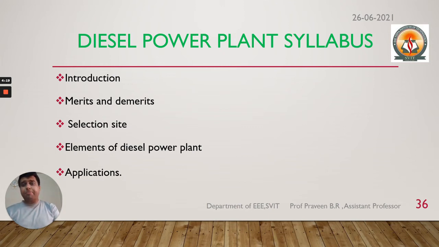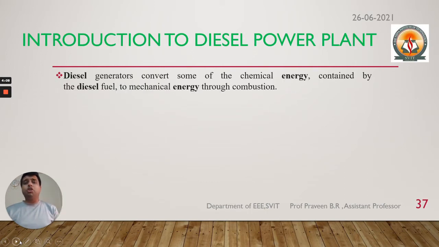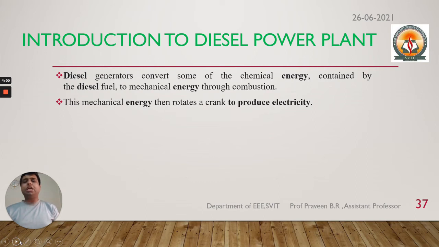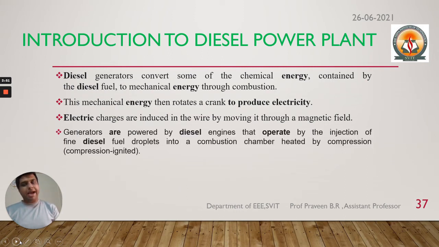So when we get into the diesel power plant, you have to understand that it is all about the conversion of the chemical energy present in the diesel fuel into mechanical energy through combustion. This mechanical energy rotates the crank, which produces electricity. The charges are induced in the wire by moving it through a magnetic field.